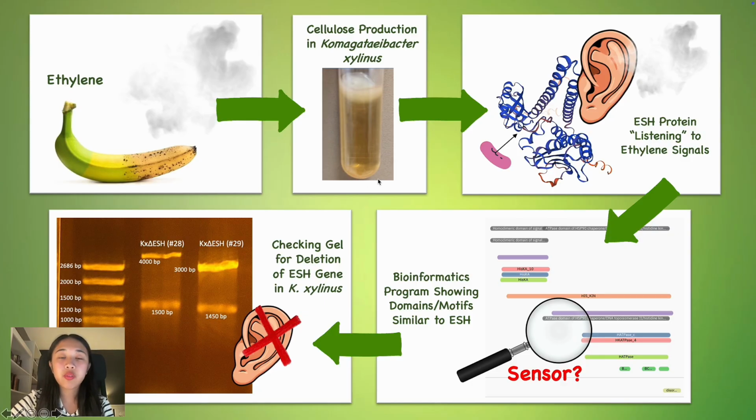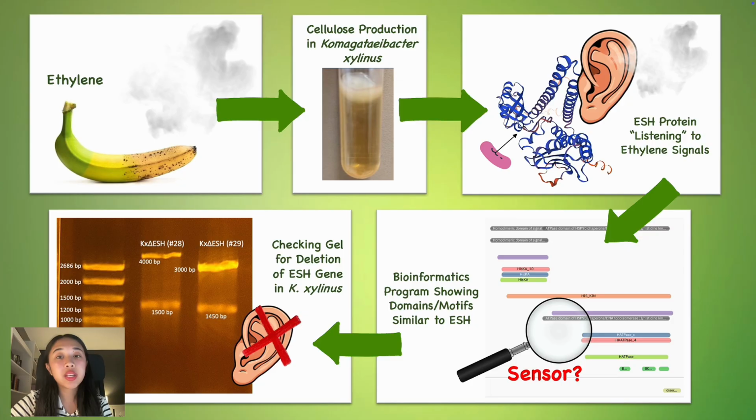KX produces very large amounts of cellulose, which is the same tough material that gives plants their structure. In bacteria like KX, cellulose helps form biofilms, a city of microbes that adhere to a surface. But what determines how much cellulose this bacteria produces? This is where ethylene plays a role.